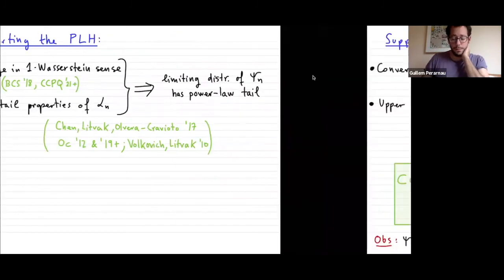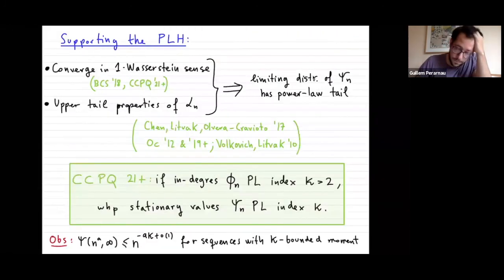But what we really prove, maybe the main contribution of this paper in terms of this power law hypothesis, is that we can prove this power law hypothesis in the sense that I gave before, without having to make n go to infinity. So what do I mean by that? What we prove is that if your in degrees are power law distributed with index kappa, and here kappa has to be strictly larger than 2, and this is related to this 2 plus eta moment that I was talking about before, then with high probability your stationary values will also have power law behavior with index kappa.